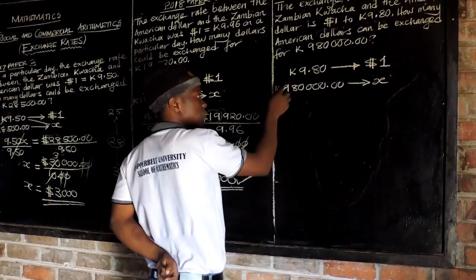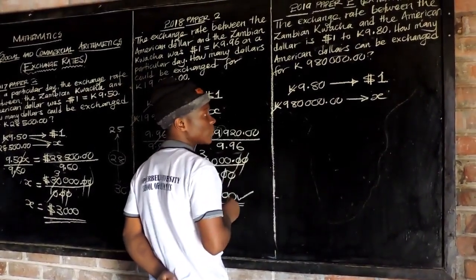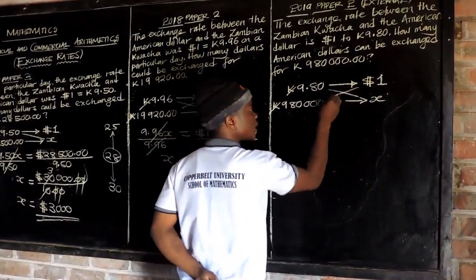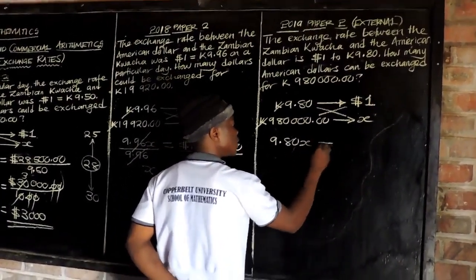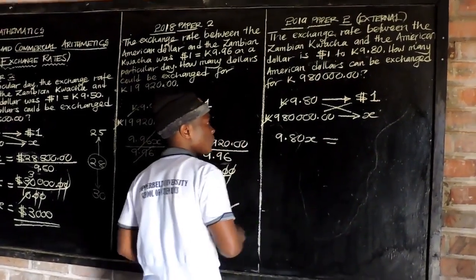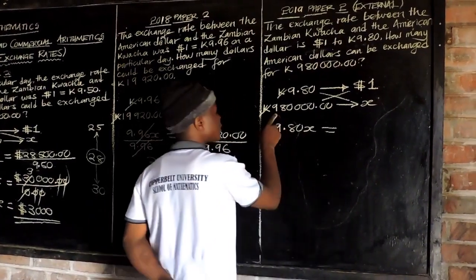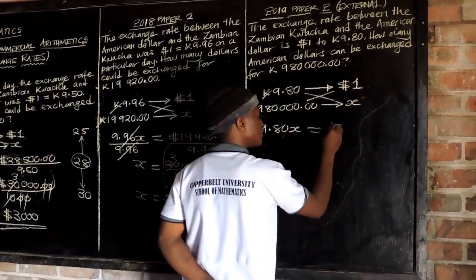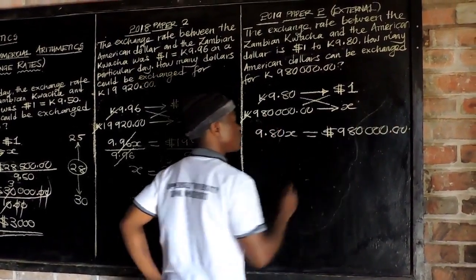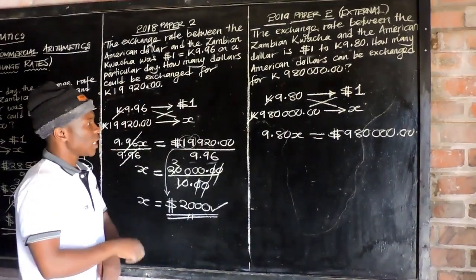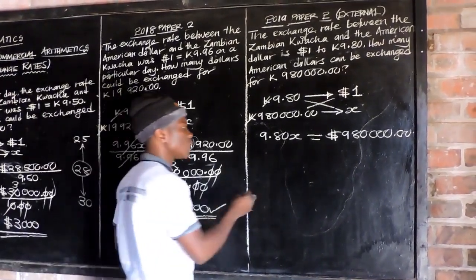We use X because this is what we want. So remember, we are not interested in kwacha. So you can cancel these to avoid confusion and problems. Then you can adopt cross multiplication and say 9.80 times x, you get 9.80x is equal to, guys? Multiplying this one, $1 times 980,000, you're going to get $980,000. Are we together, people? Now for us to remain with x, what are you going to do?